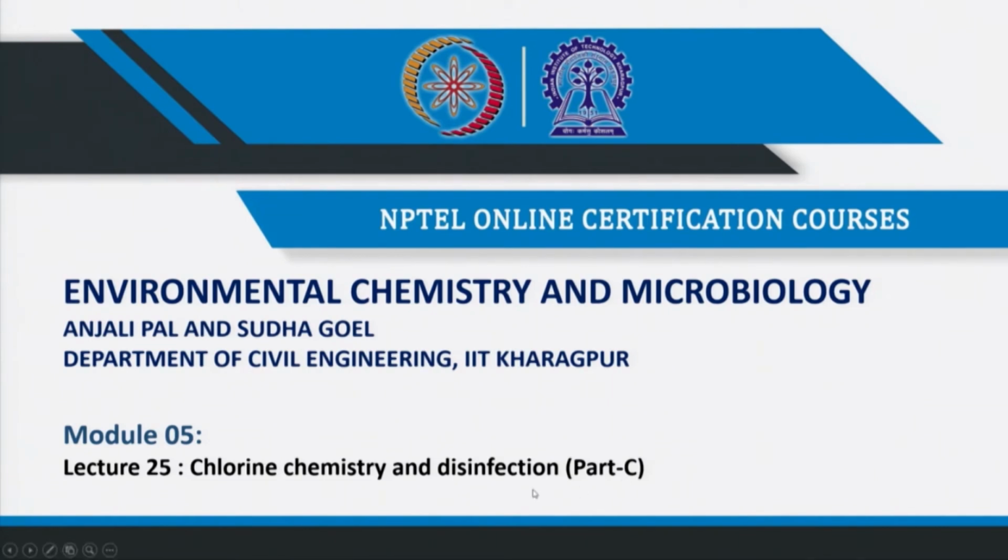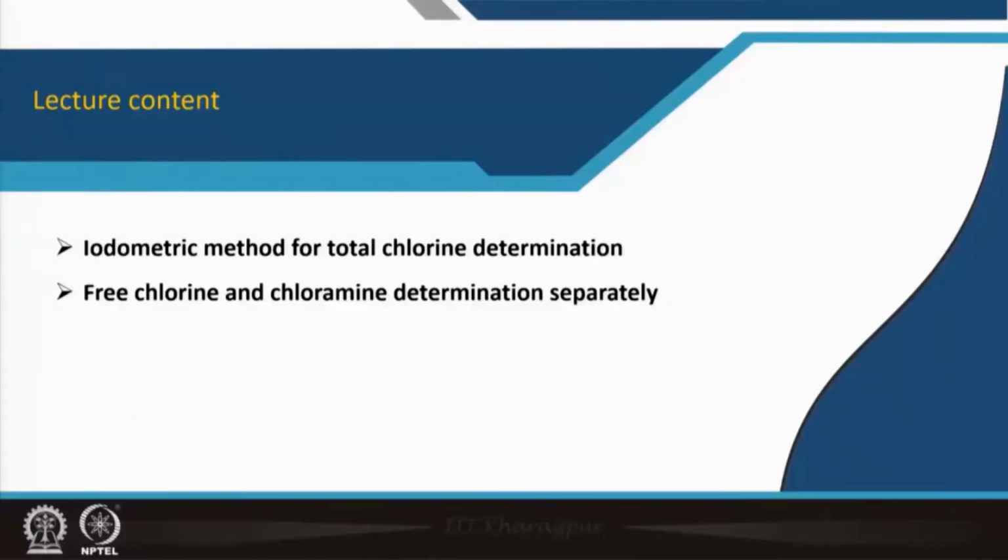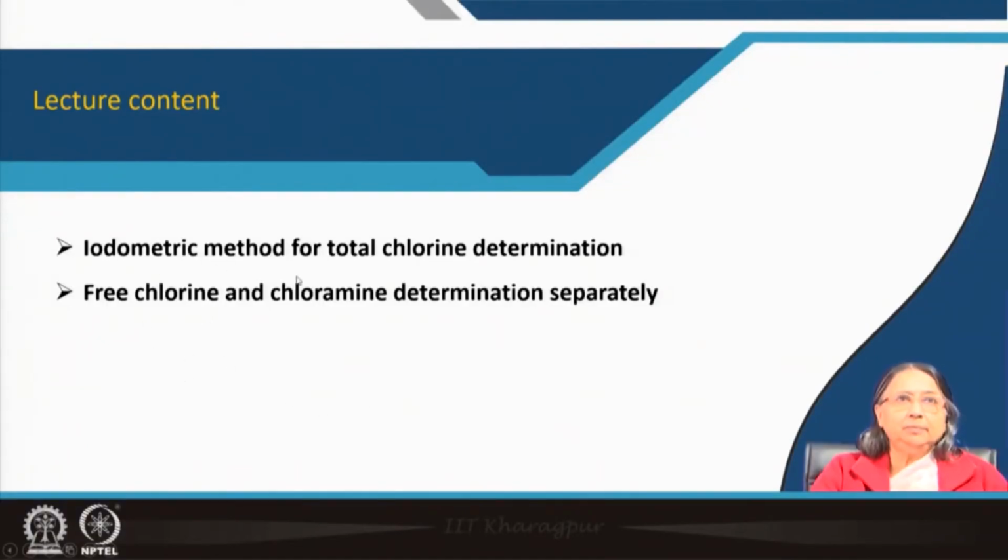In the last two lectures also I discussed chlorine, how we can disinfect water with chlorine. I discussed the chemistry of chlorine and also the chloramine formation, the chlorine demand, the breakpoint chlorination curve, etc. And in this lecture I will cover the determination methods. The content of this lecture is shown here: the iodometric method for total chlorine determination, and free chlorine and chloramine determination separately.